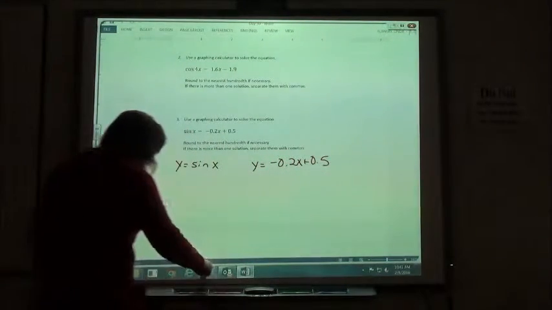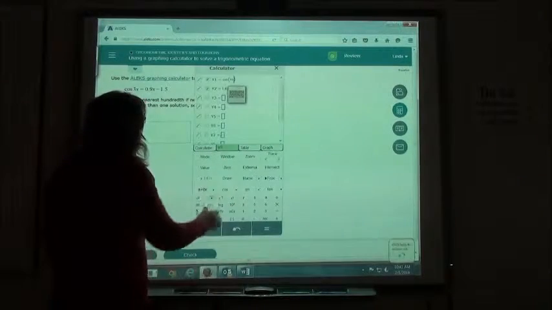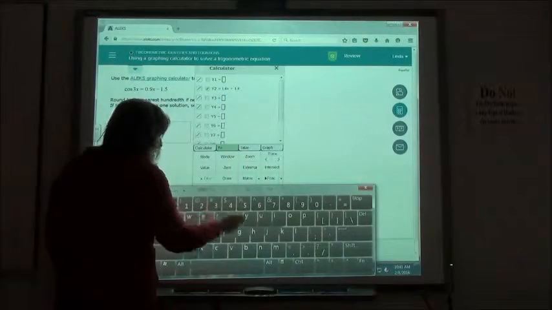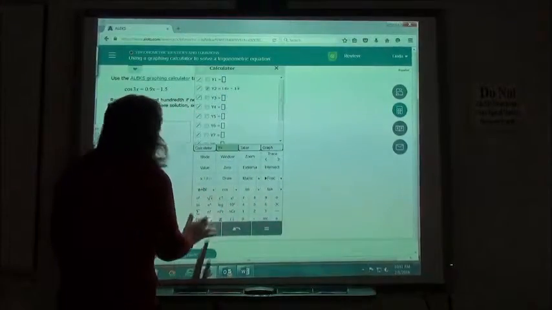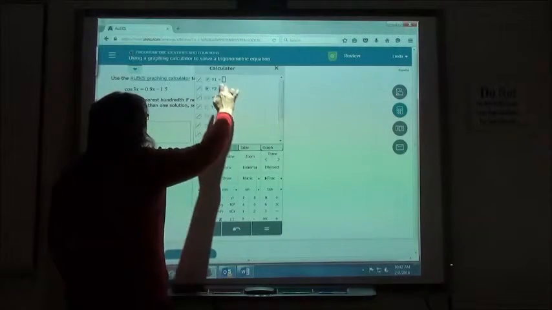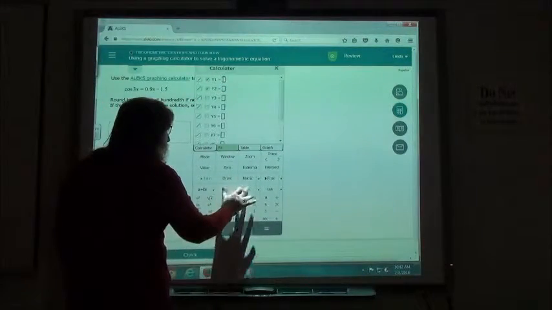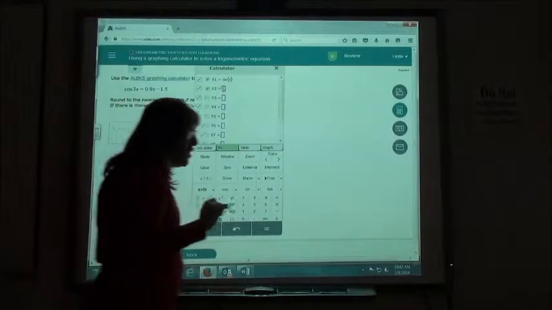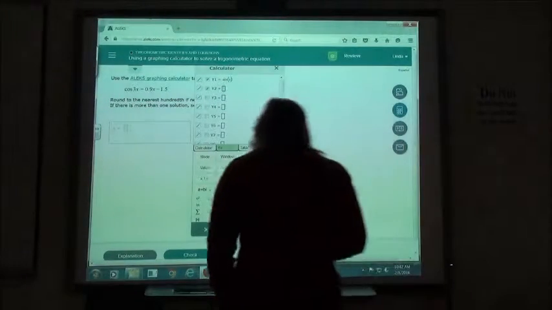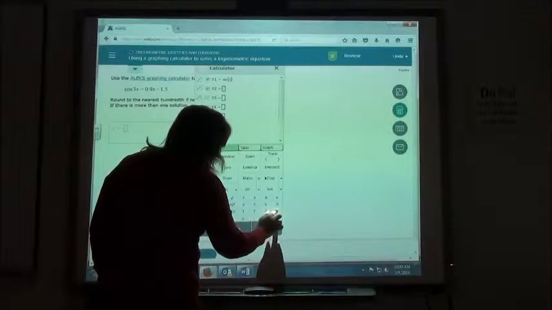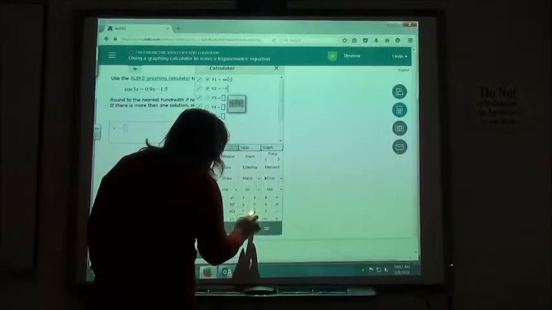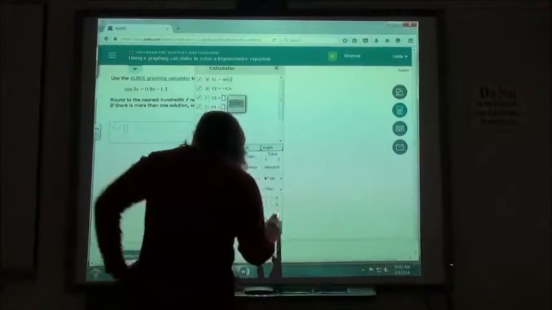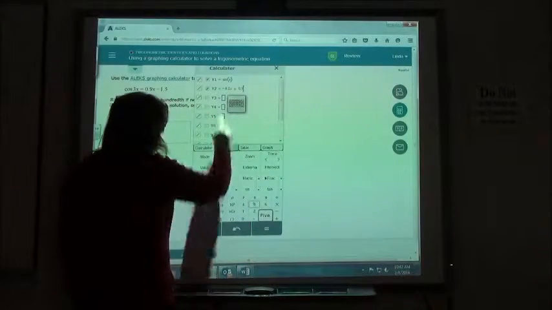So going back over to our graphing calculator, I'm going to hit the y equals. I'm going to clear out the top equation, clear out my second equation, and put my new equations in. So the first one was just the sine of x. So sine, the x theta n key. My second equation was negative 0.2x. Here we use the subtraction for the negative 0.2, x theta, and then it was plus 0.5. So we got our two equations in there.